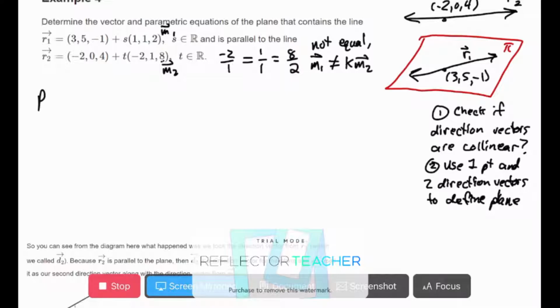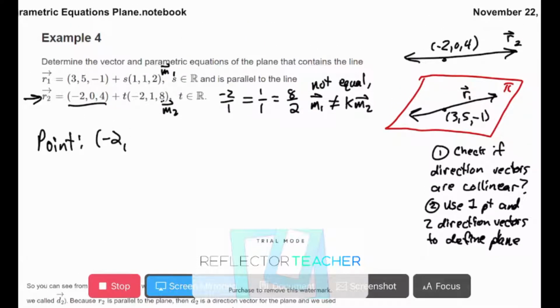All right, so any point that we know lies on the line, well, I can just use this one, right? No, I can't. Make sure we're reading the question carefully. Both our lines lay in the plane before, so it didn't matter which one we chose, but we said that R2 is not in the plane. It's floating up here above the plane, parallel to it. So I need to choose my position from R1, the vector that lies in the plane. So just watch out for that when you're working. So our point is (3, 5, -1).